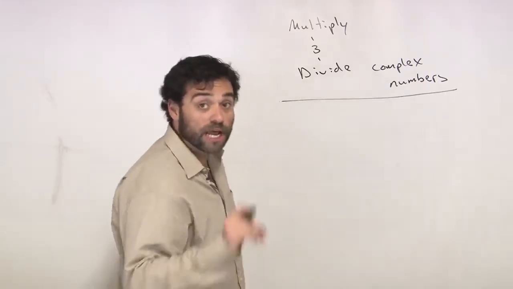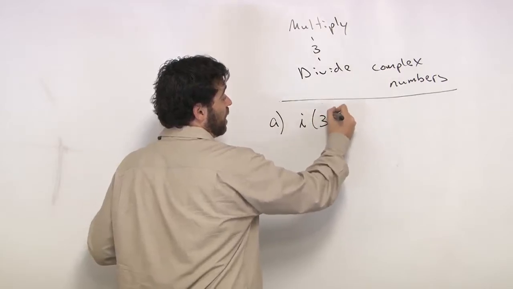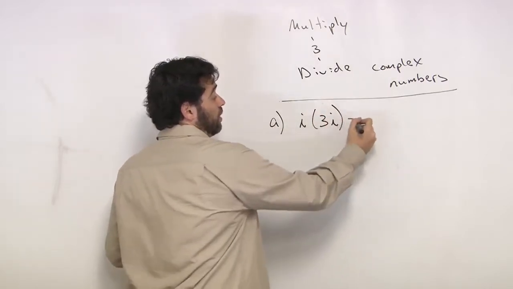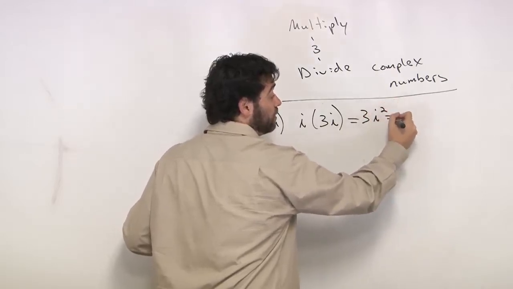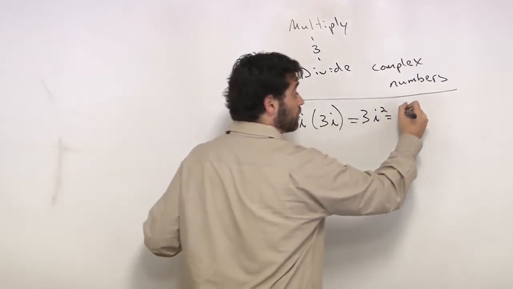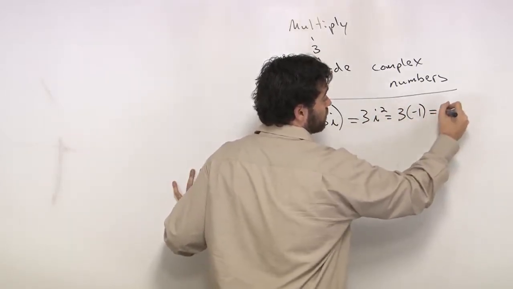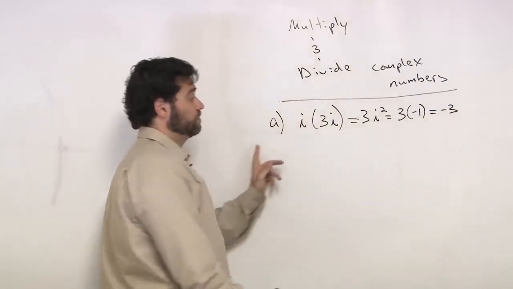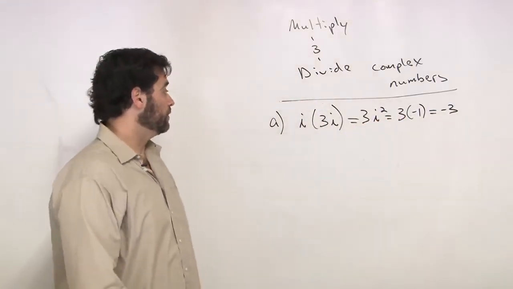Okay, so we start out with A, and it says i times 3i. i times i is 3i squared. i squared, I remember, is -1. So 3 times -1 turns out to be -3. So this equals -3. Okay?